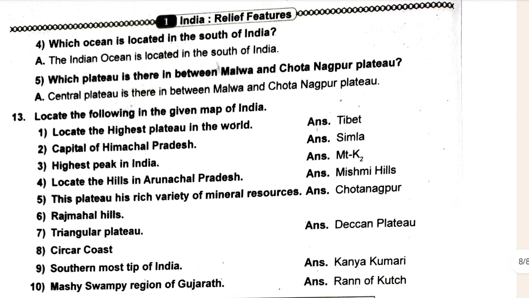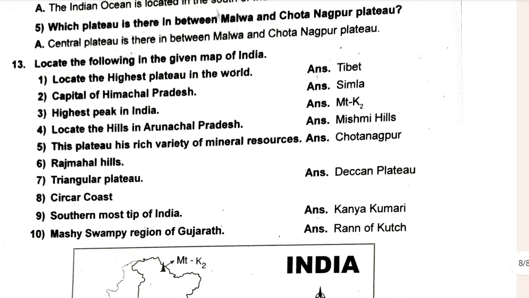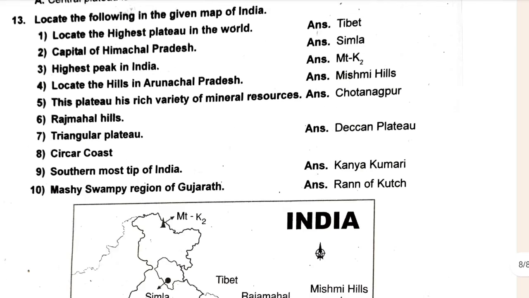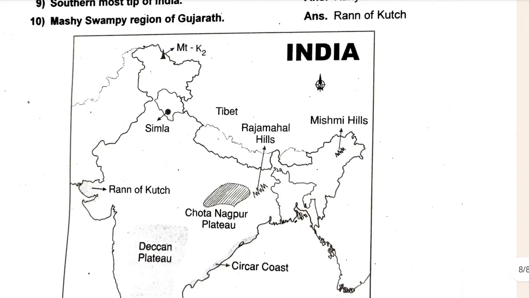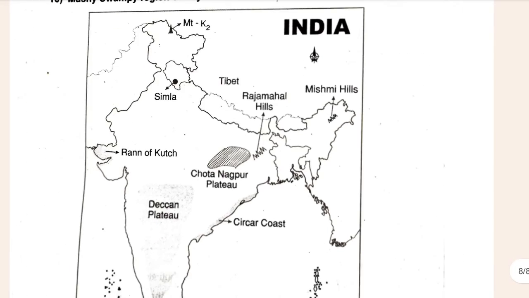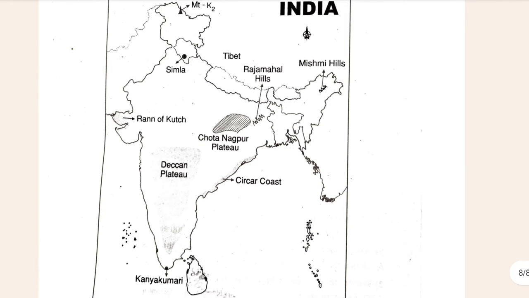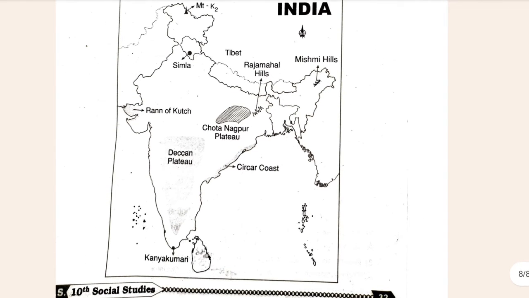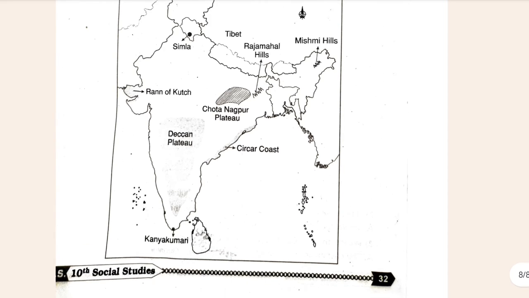In India's features, the 13th question: locate the following on the given map. There is a lot of chance it will come. I cannot say 50% or 40%, but there is a 40% chance it will come. Map pointing is very important, and there is a lot of chance it can come in the exam. In 7 marks, one will definitely be given, or otherwise in MCQ you will definitely get map pointing. Without map pointing, social studies is useless. You have to remember this because it is a geography chapter, and they will definitely give it to you.